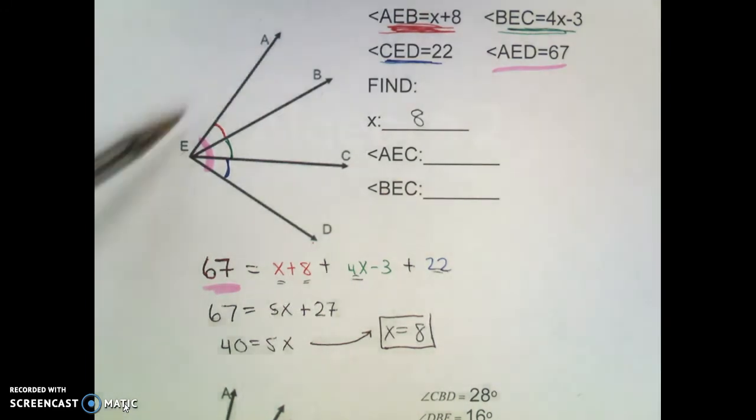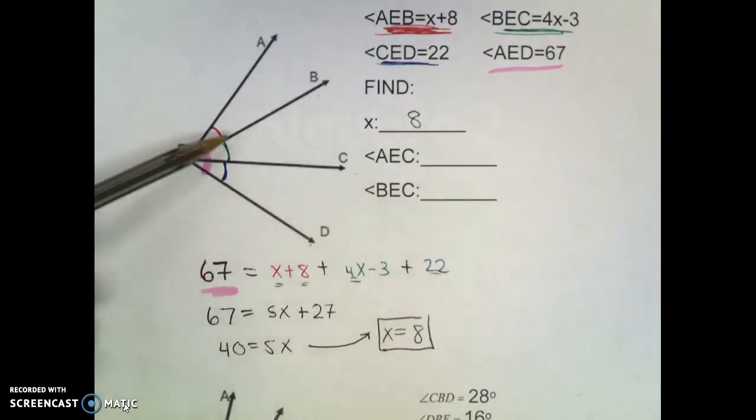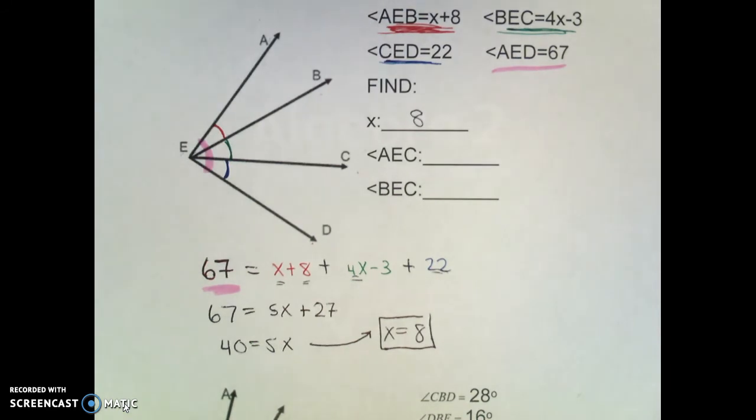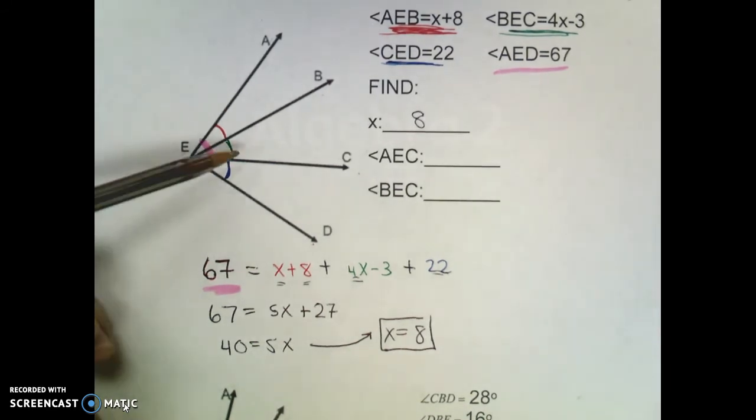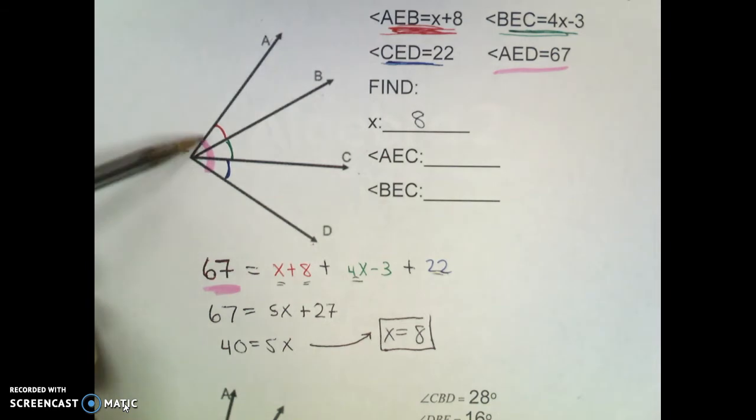Well, AEC is just going to be the red angle and the green angle combined. So you can substitute them in, but there is a quicker way. If I know the pink angle is all three of these, and the blue angle is the part that's not AEC, I actually can just subtract these two. 67 minus 22, and that's actually going to give me the angle, which would end up being 45.